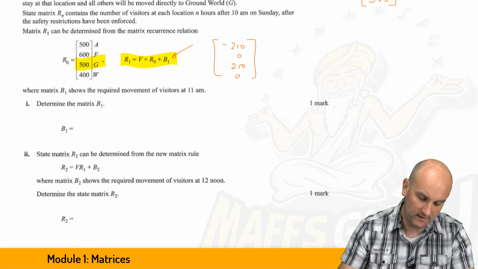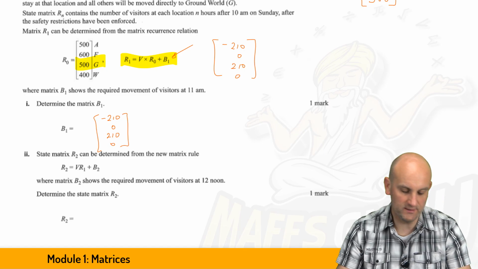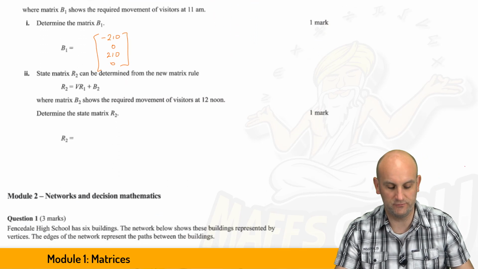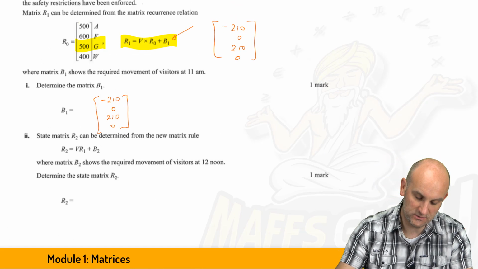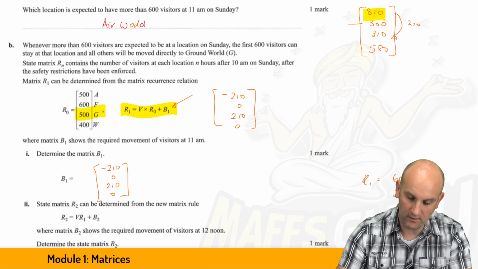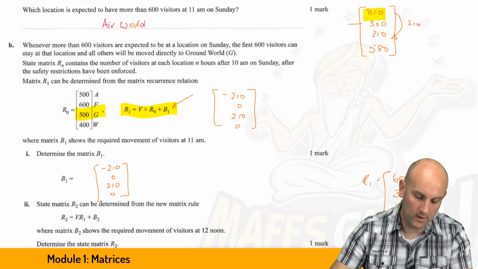So B1, deleting that value there, gives me minus 210, 0, 210, and 0. Maybe I should draw these square brackets afterwards. It then goes on to say state matrix R2 can be determined from the new matrix rule. R2 is equal to V times R1. Okay, so we know what R1 is now, going back to my values up here. R1 becomes equal to, well, that's going to become 600. That stays as 300. Then 210 onto there gives me 520, and then 580 go on there. So that's my new R1.